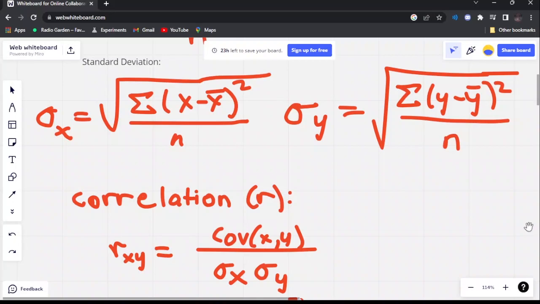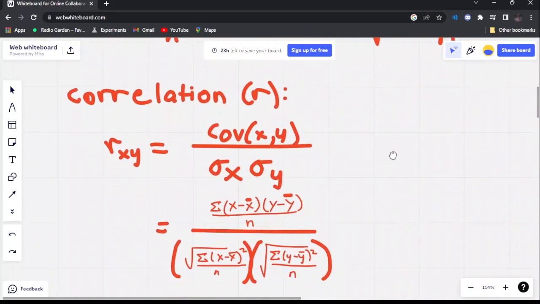So, in deriving the formula for correlation, we first need to combine these two formulas into a fraction form. So we need to put the covariance formula in the numerator and both the standard deviations in the denominator. So it would look like this.